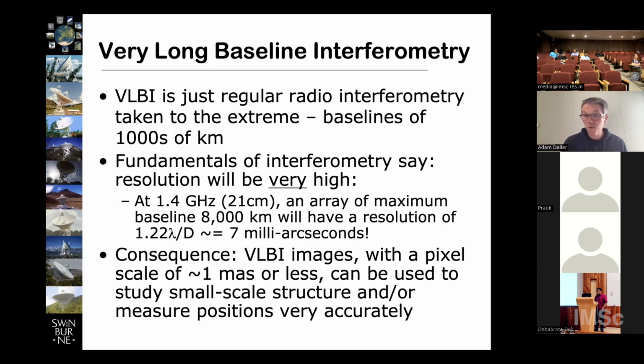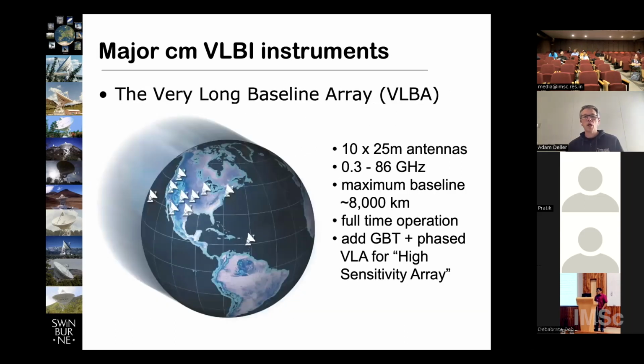So as a consequence of that, in VLBI images where you've got a pixel scale of a milliarcsecond or maybe a bit less, depending on the frequency that you're using, you can either study small scale structure in the images very, very accurately, or measure positions of sources very, very accurately. Those are the two primary use cases. So I wanted to briefly mention the names of a few major centimeter VLBI instruments, because I might refer to them later in the talk.